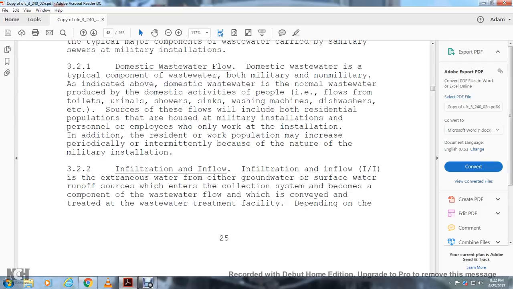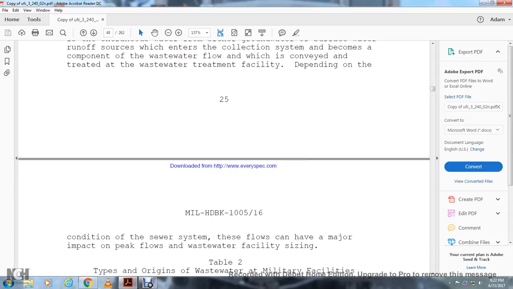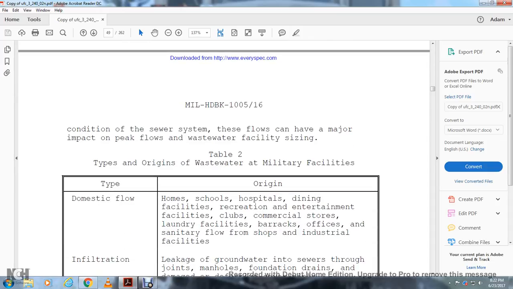Infiltration and inflow. Infiltration and inflow is extraneous water, either groundwater or surface water runoff, which enters the collection system and becomes a component of the wastewater flow, which is conveyed to the wastewater treatment facility. Depending on the condition of the sewer system, these flows can have a major impact on the peak flow of wastewater and facility sizing. Table 2, types and origin of wastewater at military facilities.